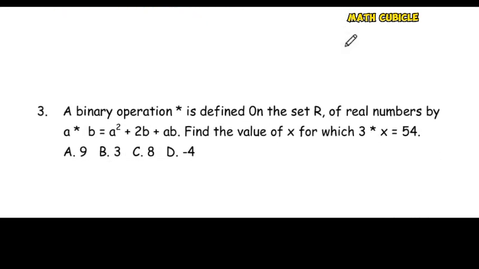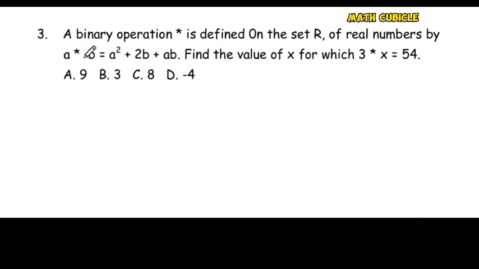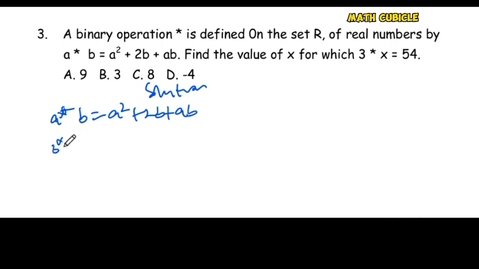Question number 3. A binary operation star is defined on the set R of real numbers by a star b, or a operation b is equal to a squared plus 2b plus ab. Find the value of x for which 3 operation x is equal to 54. So a operation b is equal to a squared plus 2b plus ab. So 3 operation x, let's find the value of x for which this is equal to 54.